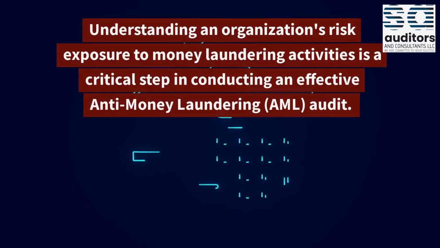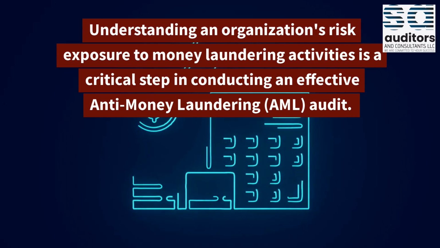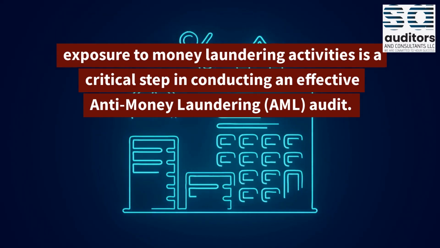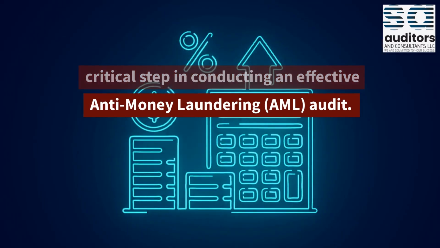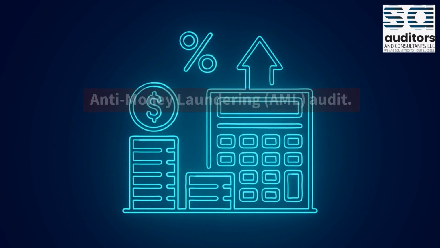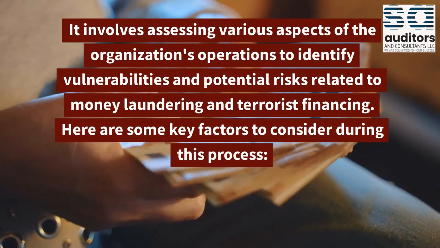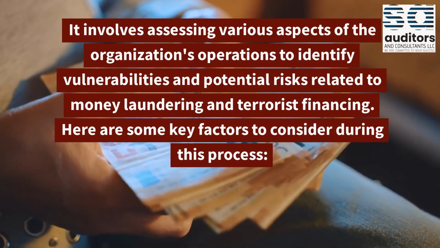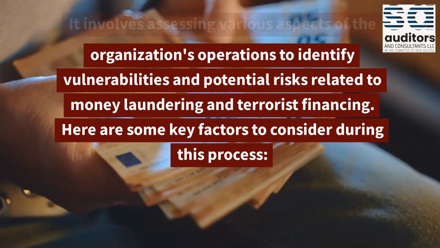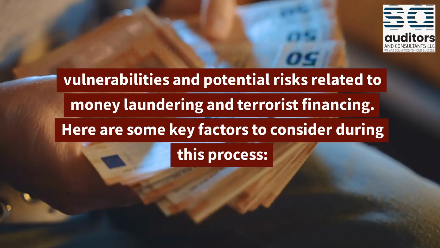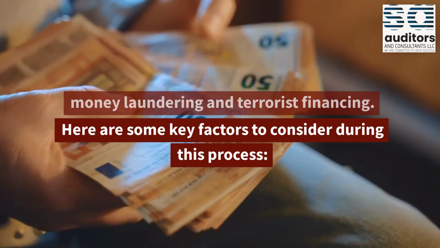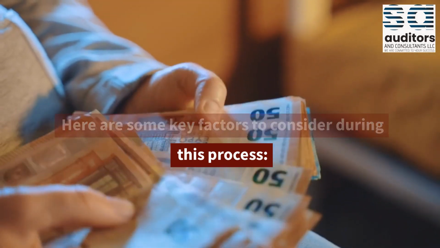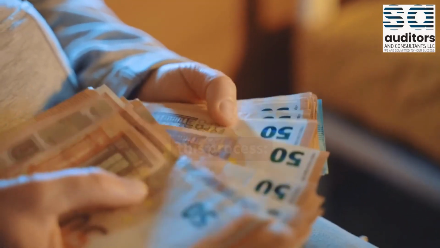AML Audit Step 1: Risk Assessment. Understanding an organization's risk exposure to money laundering activities is a critical step in conducting an effective anti-money laundering (AML) audit. It involves assessing various aspects of the organization's operations to identify vulnerabilities and potential risks related to money laundering and terrorist financing. Here are some key factors to consider during this process.